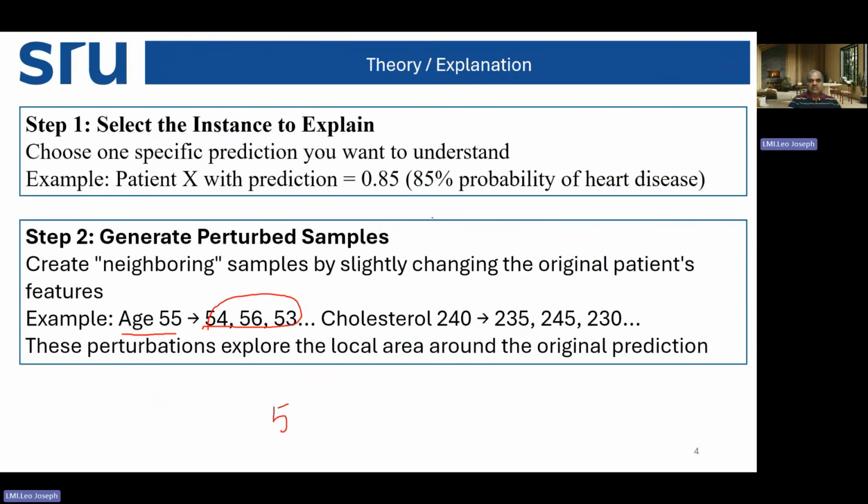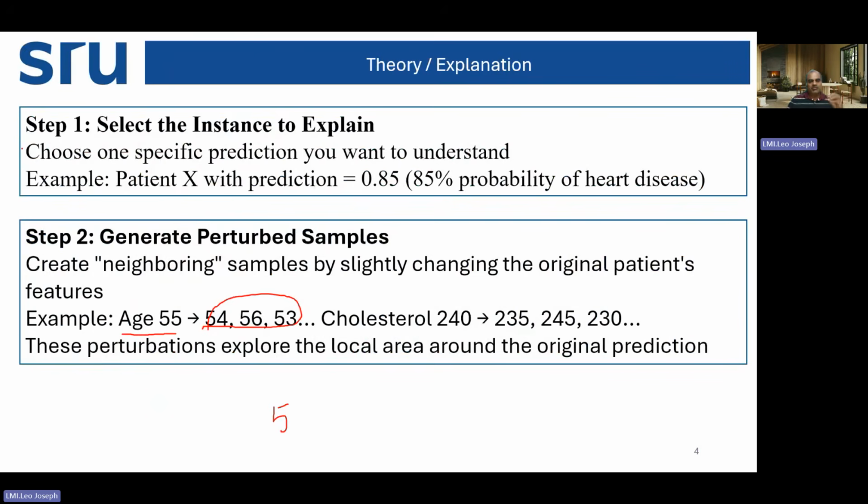Similarly, for cholesterol level, here we are using 240. 240 means in and around it will generate. You can see it will leave 240, and the remaining are 235, 245, 230, 250, like that it will generate. So this will create a local area around the original prediction.